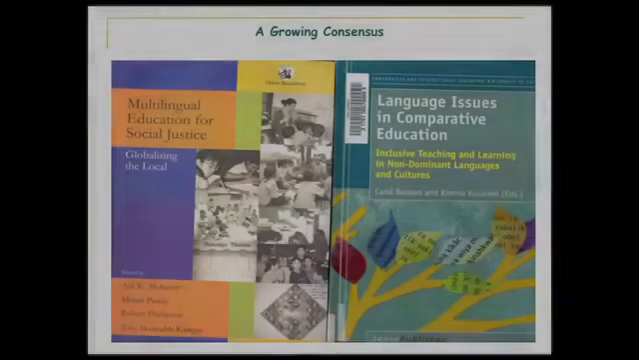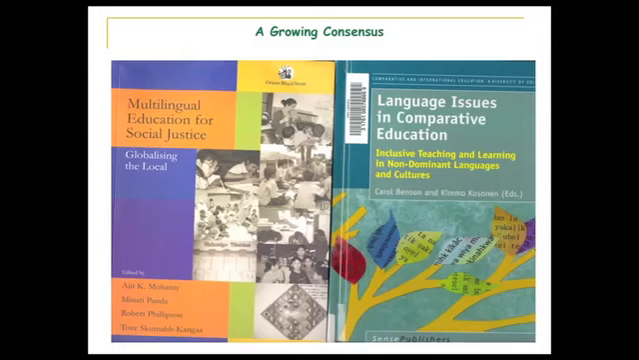When we look at the research that's been carried out in bilingual education and multilingual education, what we see over the last 10, 15 years is an accumulation of evidence that's become almost overwhelming. If we look at, for example, some of the books that have been published recently, you see on the screen two recent books. One of them is Multilingual Education for Social Justice, which is edited by Ajit Mohanty, Minati Panda, Robert Phillipson, and Tove Skutnabb-Kangas. And the other, Language Issues in Comparative Education, edited by Carol Benson and Kimmo Kosonen.